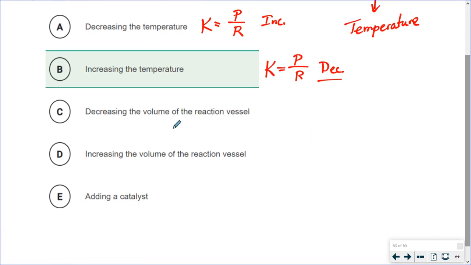These last ones don't change the temperature. Adding a catalyst doesn't do anything for your K value. It just makes us reach equilibrium sooner. Increasing or decreasing volume will change your Q value, but not your K value. So these are not correct either.